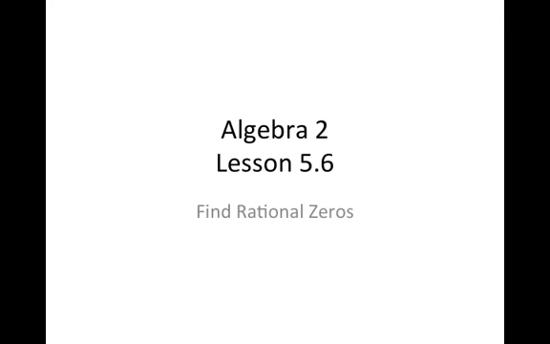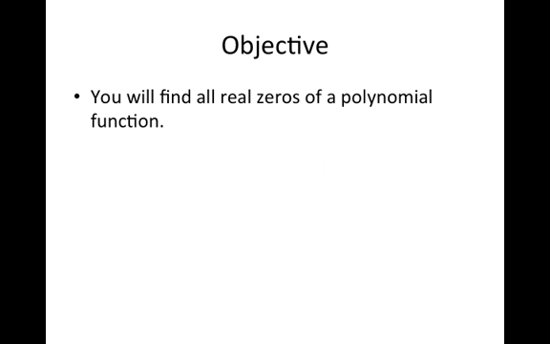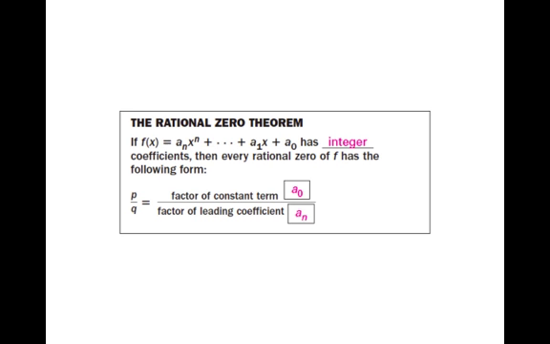Welcome to your Algebra 2 lesson 5.6. We're going to find rational zeros. You're going to find all the real zeros of a polynomial function, and the first thing you're going to use is the rational zero theorem, or rational roots theorem. You'll hear it called either thing because zeros and roots are the same thing.